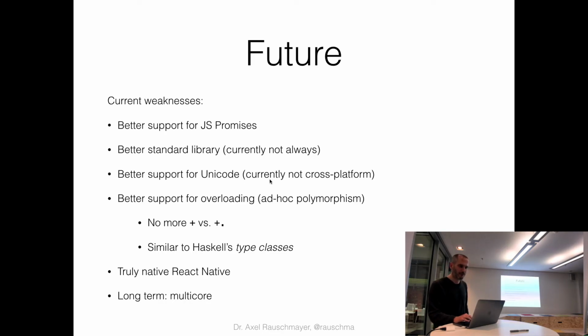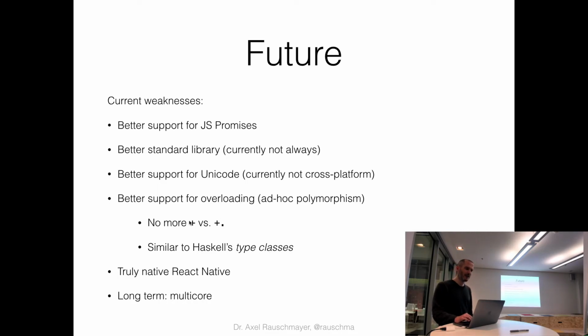Currently, if you're compiling to JavaScript, and that is the default mode at the moment for ReasonML, it's very much based on JavaScript and NPM. Then you have a special string literal for Unicode-aware strings, and then you'll be fine. There will also be better support for overloading. So in Haskell, these are called type classes.